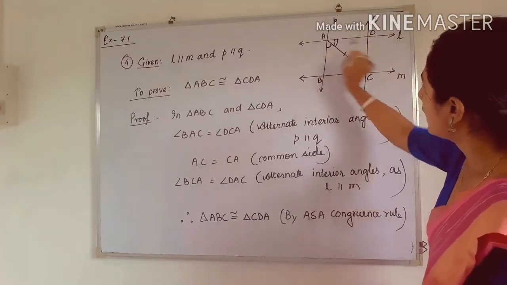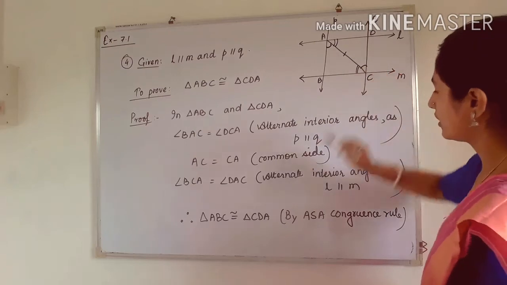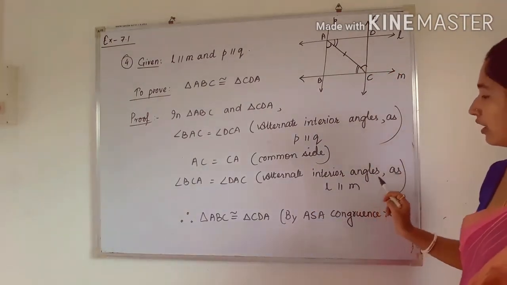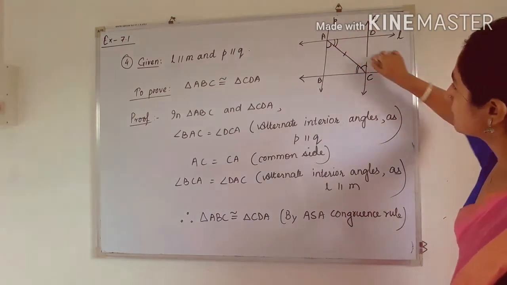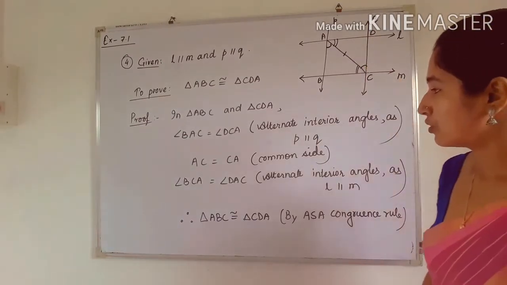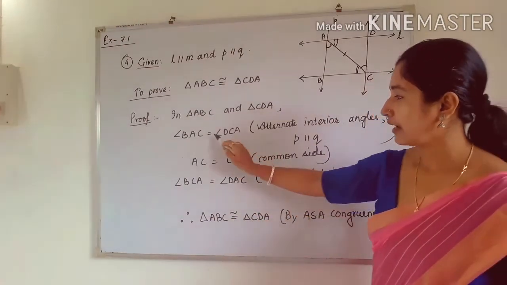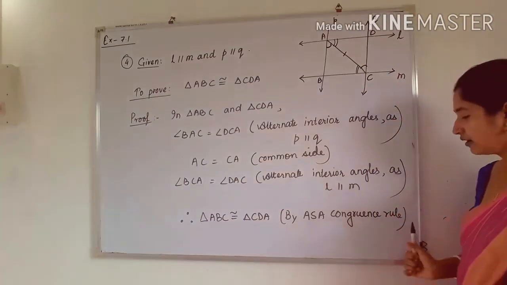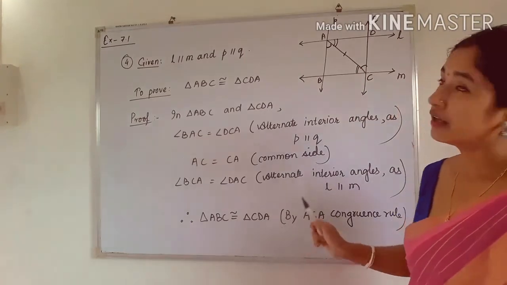Similarly, L is parallel to M and AC is the transversal. So these are what? Alternate interior angles. We have to write the reason as L is parallel to M. AC is the transversal, so these are alternate interior angles. Therefore, three criteria are fulfilled: this is angle, this is side, this is angle. So by the angle, side, angle congruence rule, we can say that triangle ABC is congruent to triangle CDA.